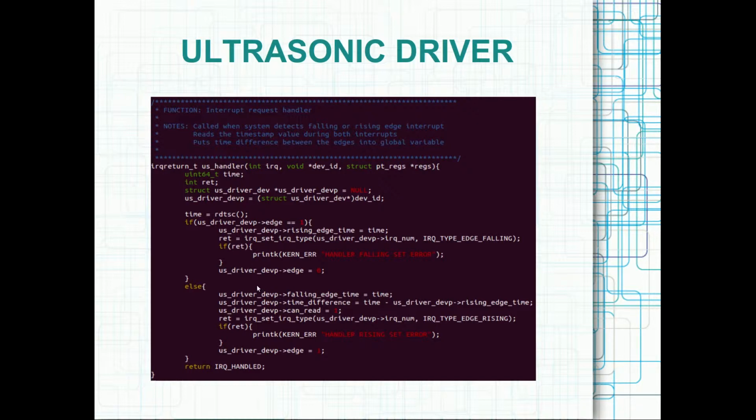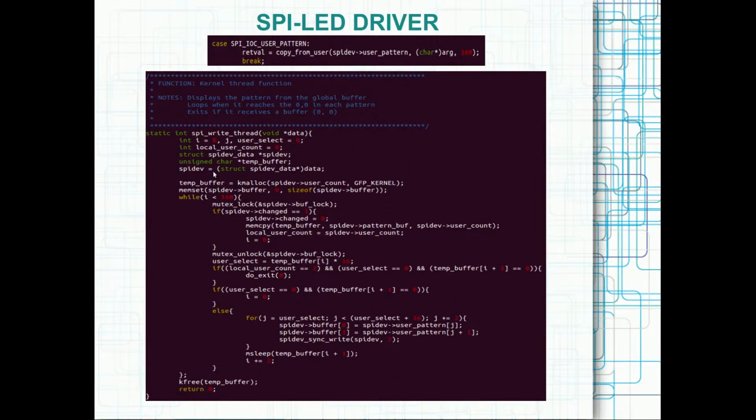Subsequently, when the falling edge interrupt occurs, same thing is done again. Only this time I change the handler to handle the incoming rising edge interrupts. For the SPI LED driver, I've made some modifications to the spidev.c. I've created a SPI IOCTL command wherein I get the pattern that the user wants to display, 10 sets of patterns from the user space.